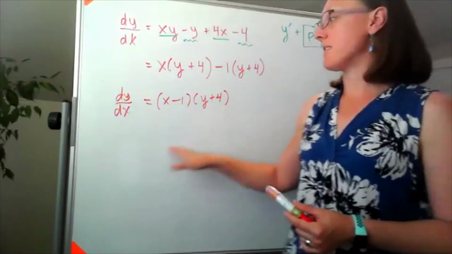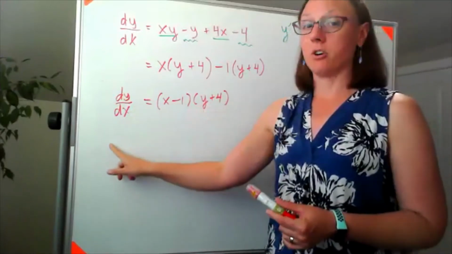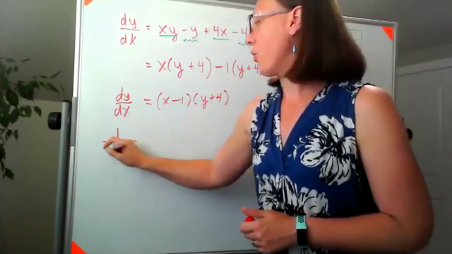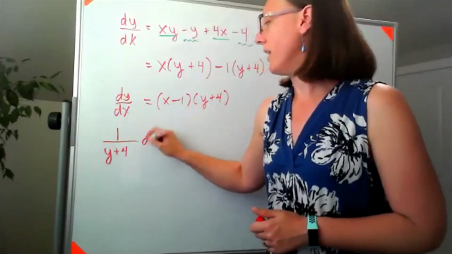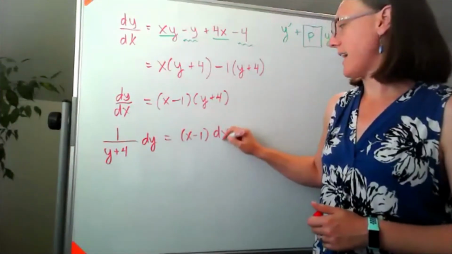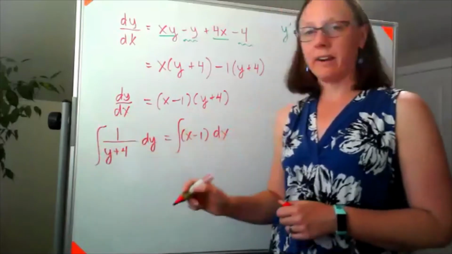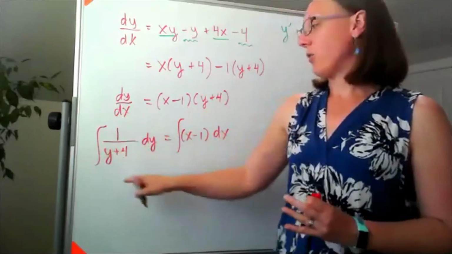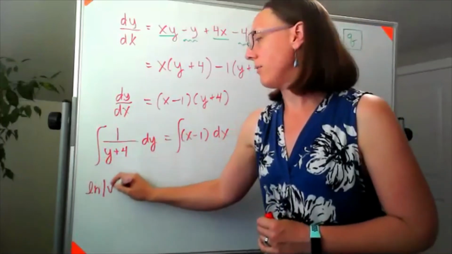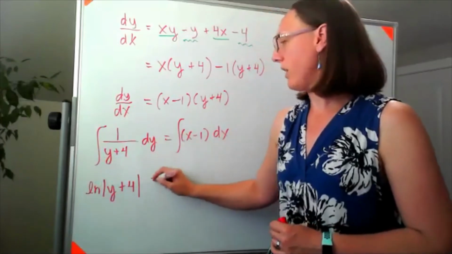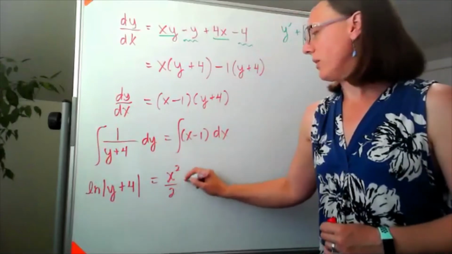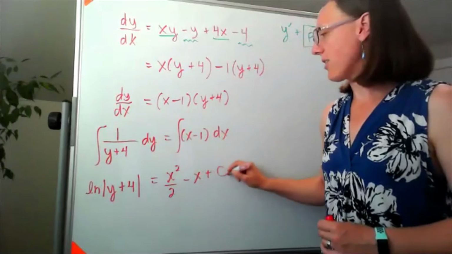So from here, I'd want to divide my y plus 4 term over and multiply that dx to the right. So I'd end up with 1 over y plus 4 dy is equal to x minus 1 dx. Both of those are ready to go for me to integrate. The integral of 1 over y plus 4, I'm going to get natural log, absolute value of y plus 4. And on this side, I'm looking at x squared over 2 minus x plus a constant.